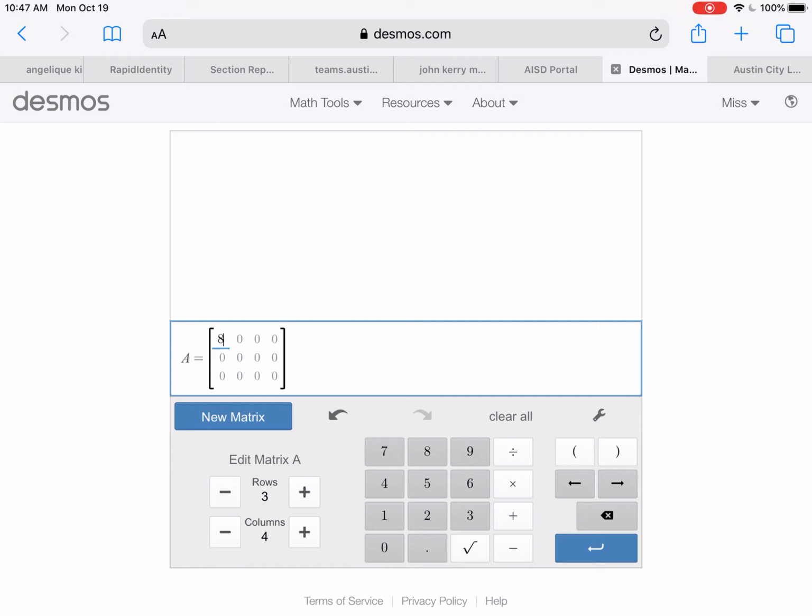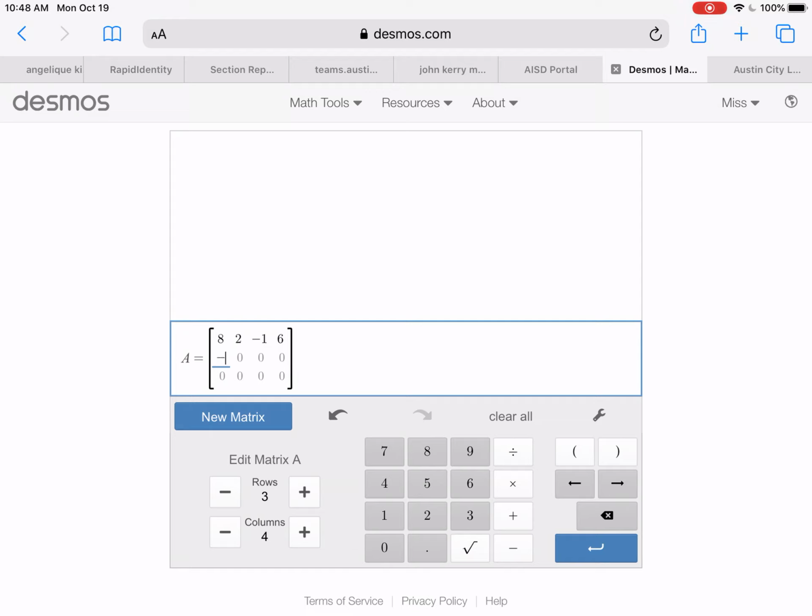So it's 8x plus 2y minus z, so that would be a negative 1. When there's no number in front of the letter, it's 1. If it's a negative in front of the letter, it's negative 1. The letter isn't that, the number in front is that. And that equaled 6.